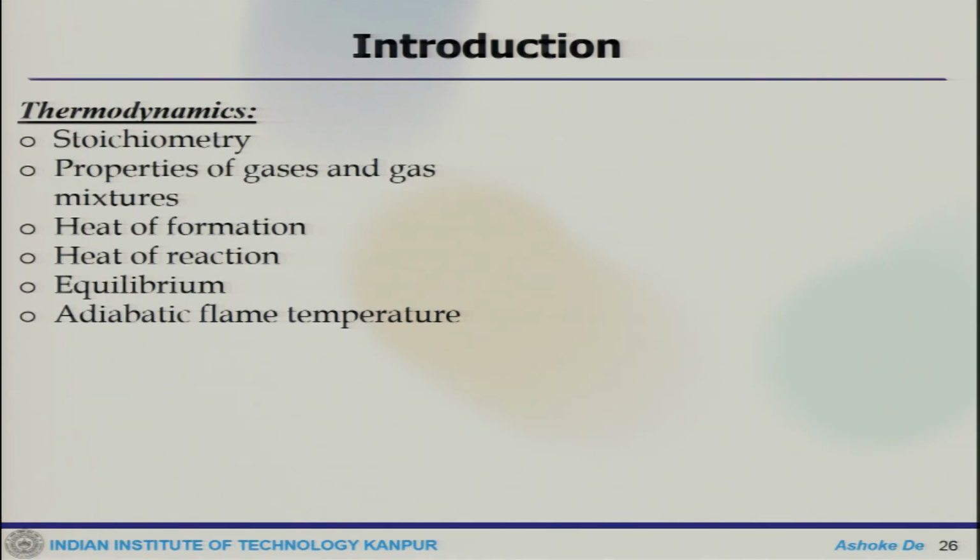So, if you first look at how thermodynamics is going to act on that, you define different things like equilibrium, heat of formation, heat of reaction, product gases, stoichiometric, flame temperature. These are the things one would be able to estimate through thermodynamical analysis.